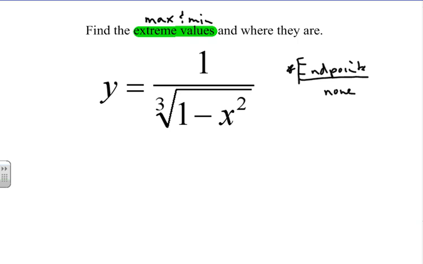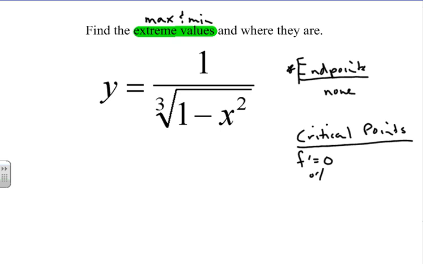So the next thing is we're going to look at our interior points, or critical points. Critical points, once again, are when f prime equals 0 and/or where f prime does not exist.